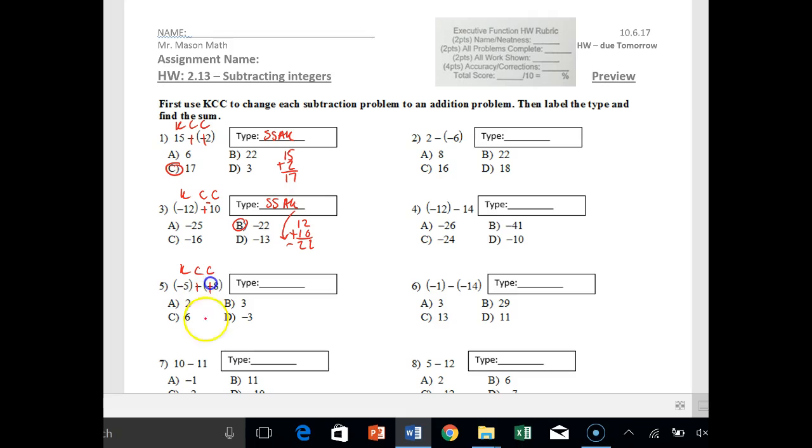Number 5, KCC. Keep, change, change. So now I have negative 5 plus a positive 8. So I have different signs. Subtract, keep the sign that you have more of. So DSSM, so I'll do 8 minus 5, which is 3. But I have more positives, so it's positive, circled the wrong one. It's positive 3, not negative 3. All right. If I were you right now, I would stop and make sure that I write KCC and show work just like I have for 2, 4, and 6.